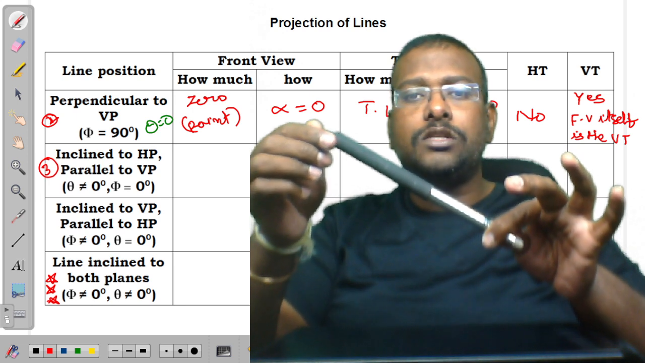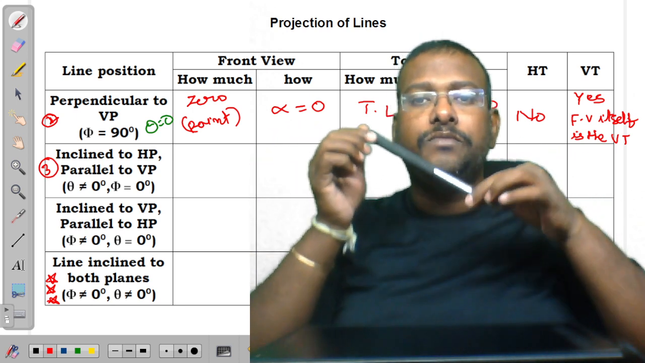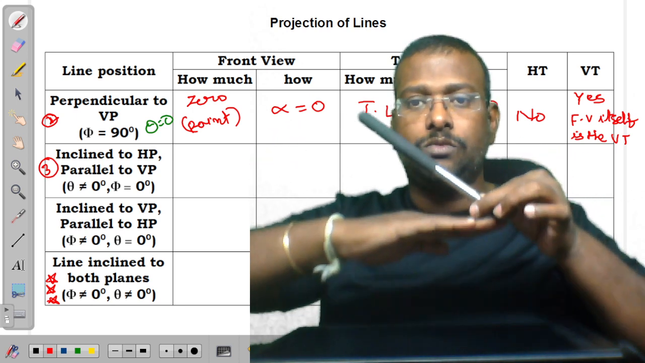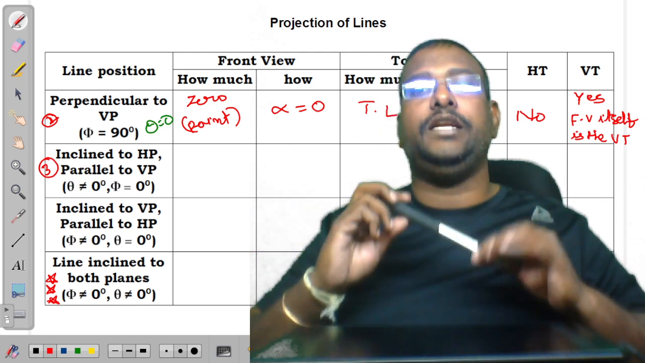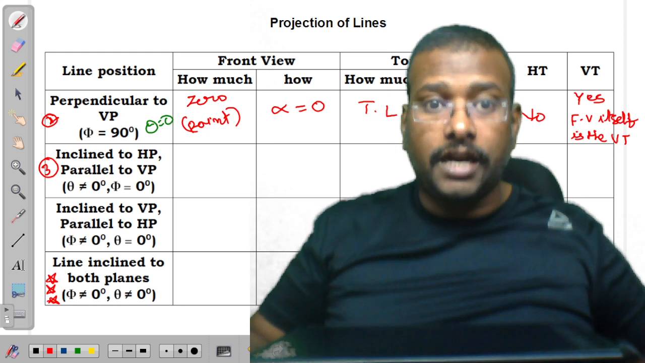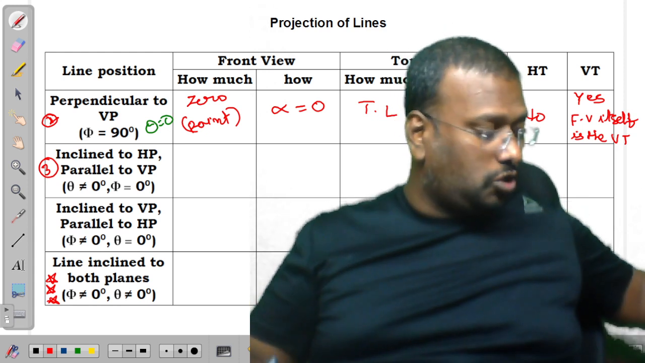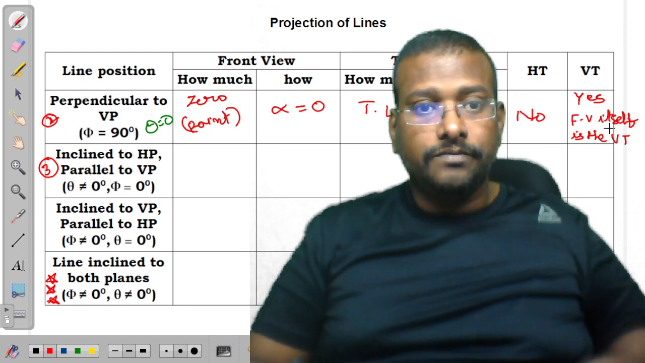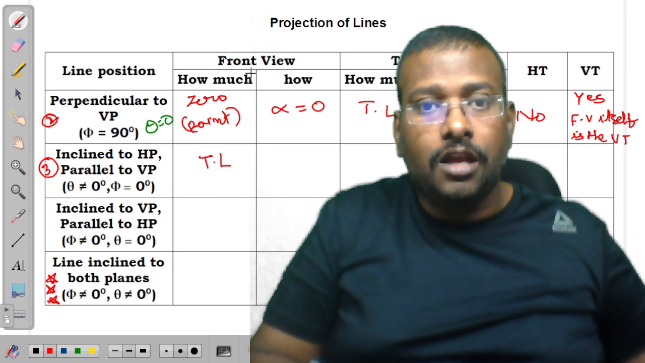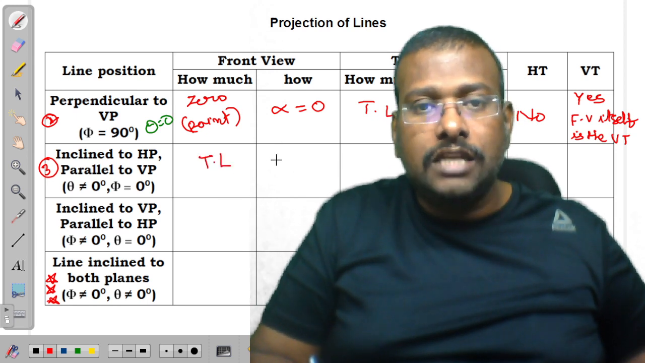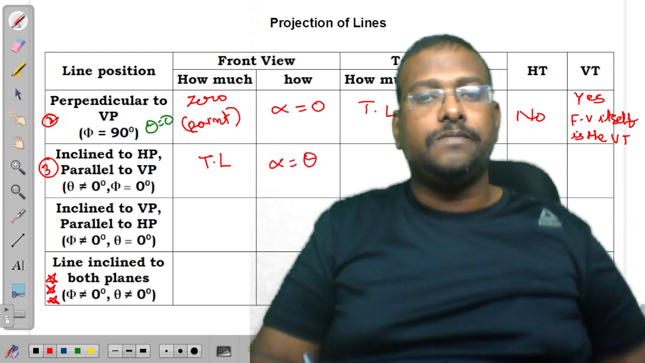How does it appear? This will come and fall here. If it is theta degrees here, once it comes and falls here, it is also theta degrees. Is it clear? I hope these two are clear, and I am writing here: front view is the true length. What is the angle? Alpha is equal to theta in this case.